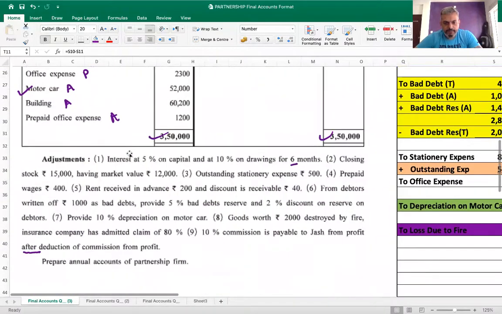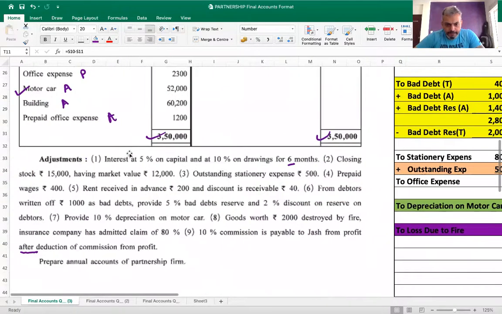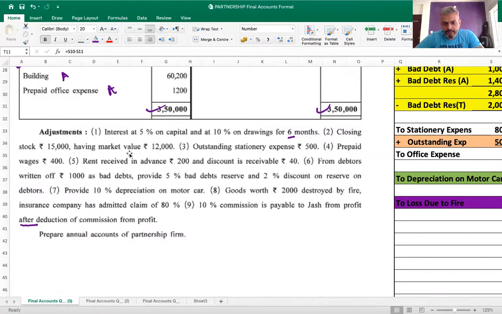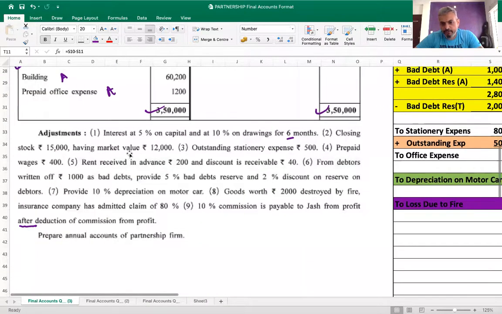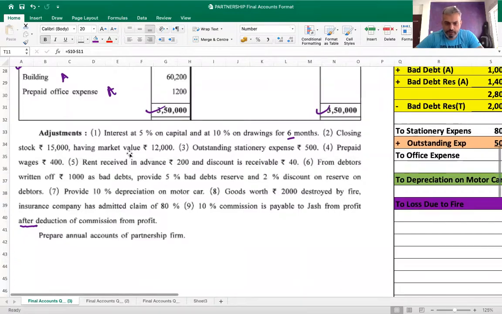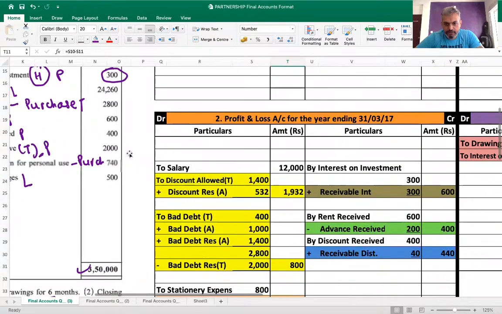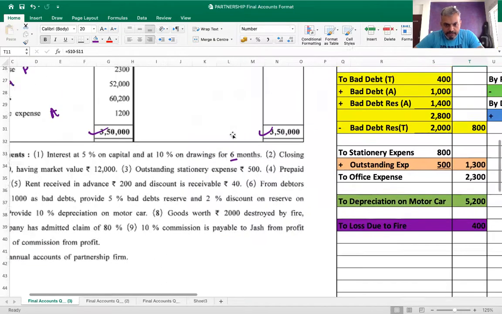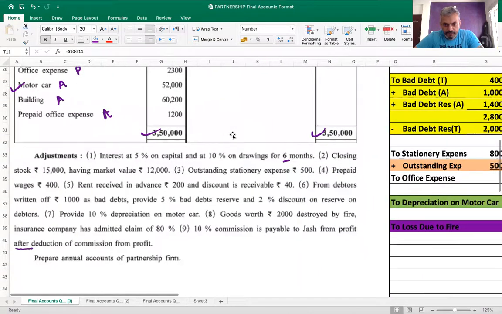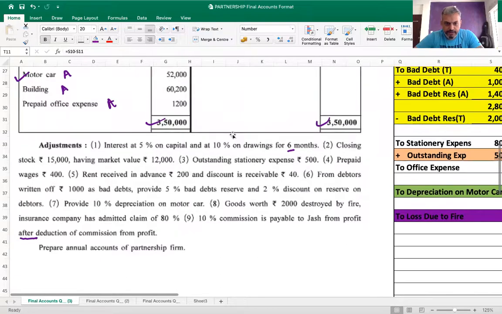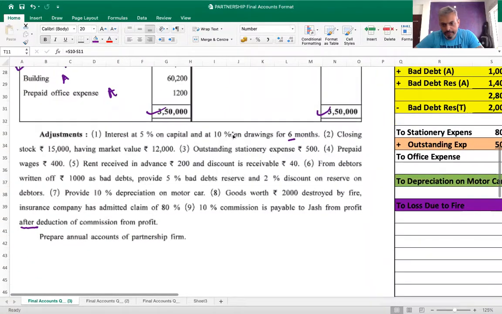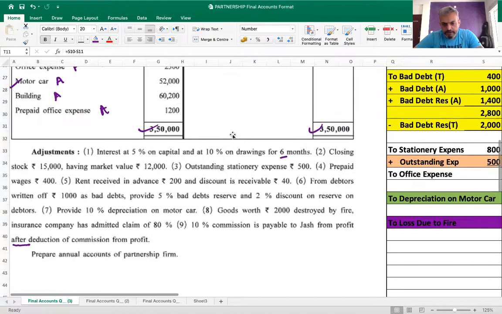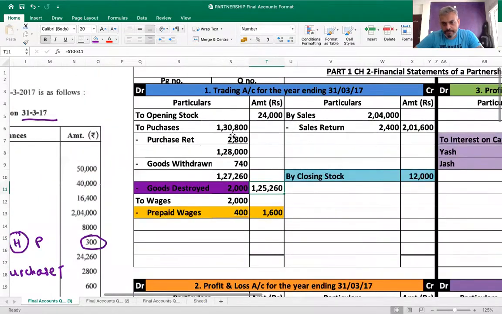Next, ninth adjustment is important. We have to find the profit first. Okay, so let's start closing. Now before closing check कर लो एक बार सबका टू इफेक्ट्स बराबर दिया है कि नहीं, कुछ रह तो नहीं गया है: outstanding expense, prepaid wages, rent, debtors. Okay, if you are confident then you start closing.